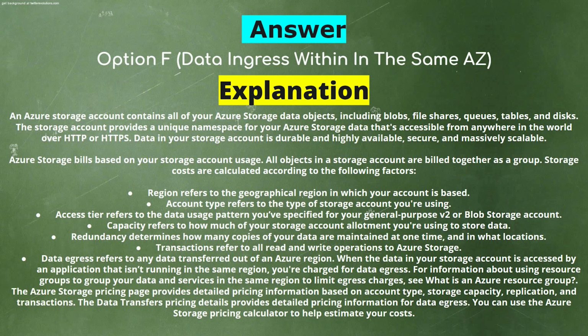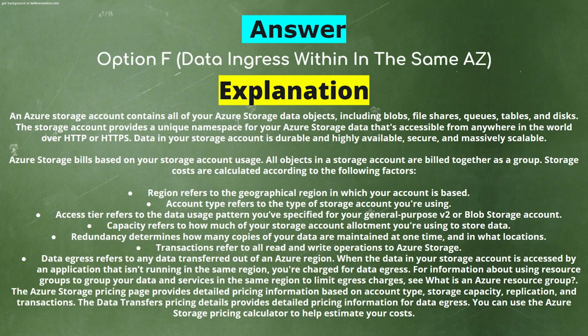Number 3. Access tier refers to the data usage pattern you have specified for your general purpose v2 or blob storage account. Number 4. Capacity refers to how much of your storage account allotment you are using to store data. Number 5. Redundancy determines how many copies of your data are maintained at one time and in what locations. Number 6. Transactions refer to all read and write operations to Azure storage.